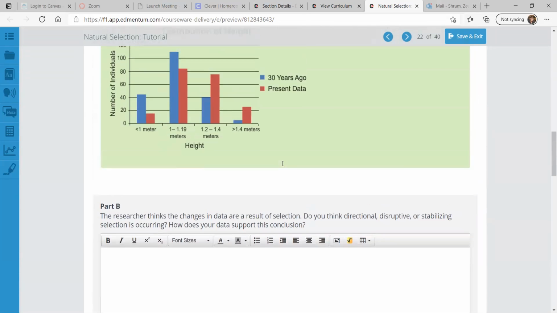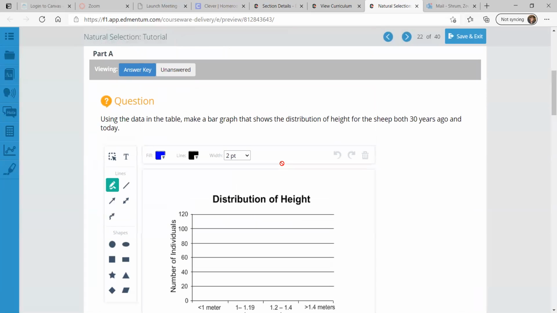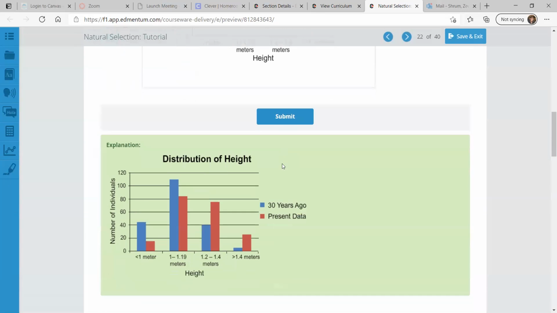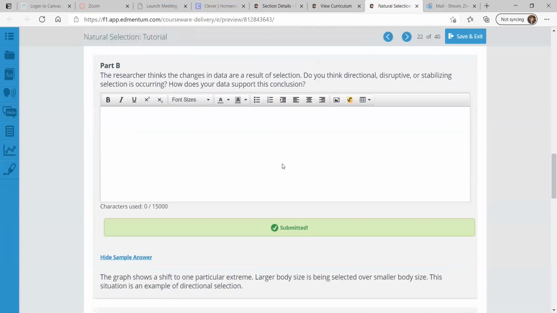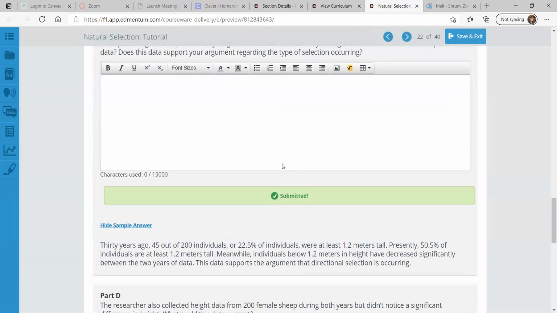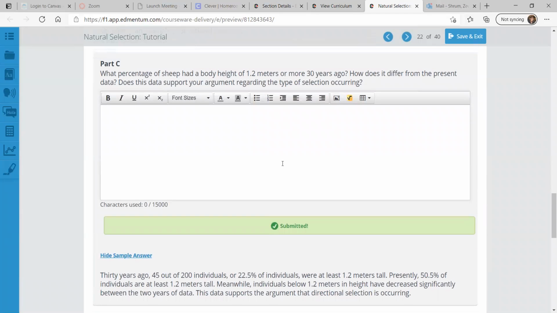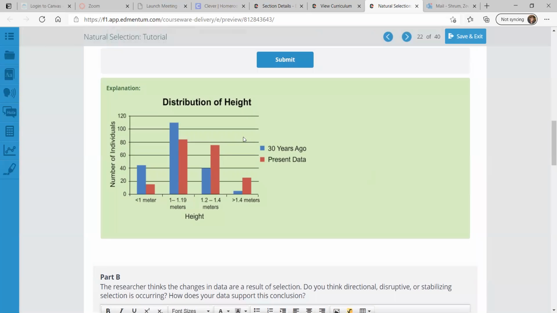45 out of a total of 200. So that adds up to 200. We have 45 out of 200 individuals who were taller than 1.2 meters 30 years ago. And that's about 22.5%, were at least 1.2 meters tall. And that was looking at the blue from 30 years ago.